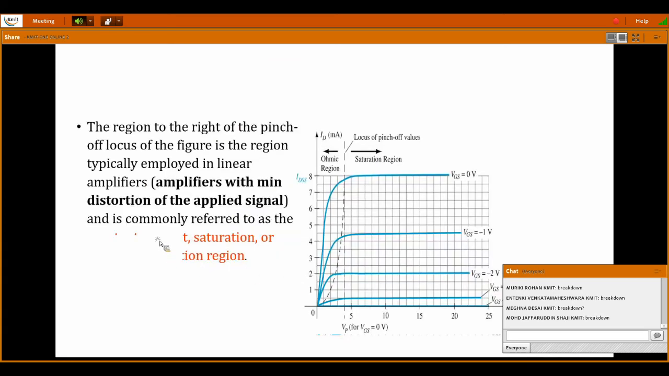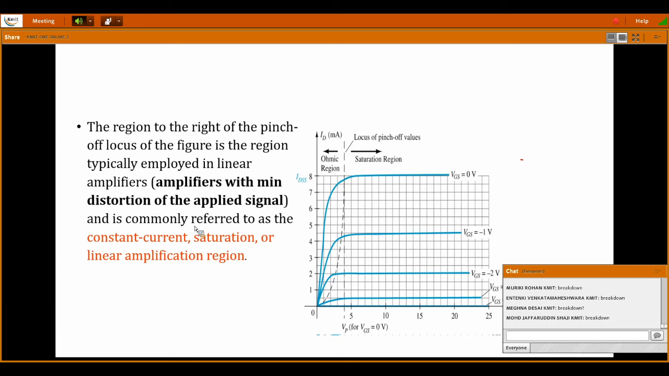And one more thing. See here, the saturation region that we said: at pinch off, the drain current is maximum and it is maintained at the maximum saturation level, and that region is called the saturation region. This saturation region is used for amplification purposes. We can also use our FETs as amplifiers. So for amplification, the FET should be operated in the saturation region. That is what is written here.